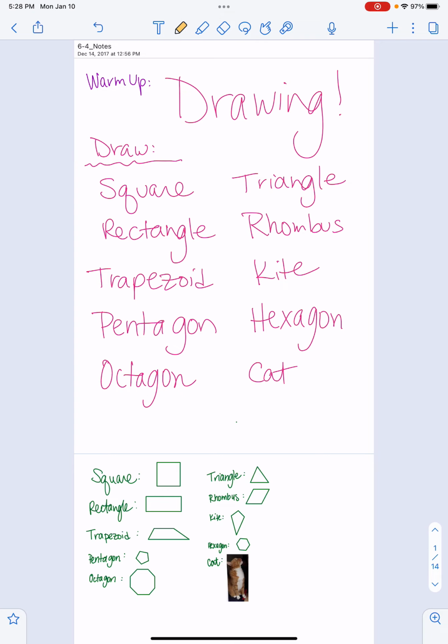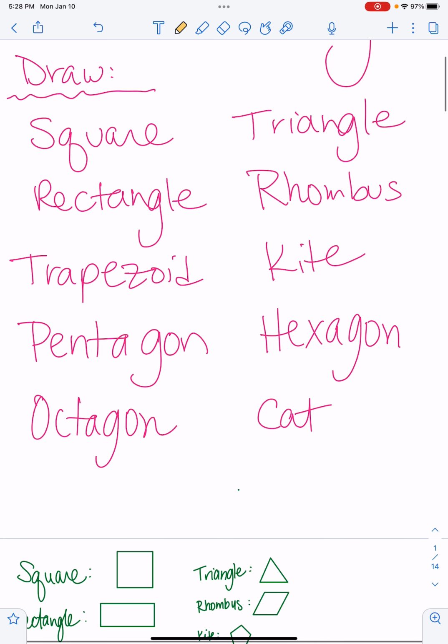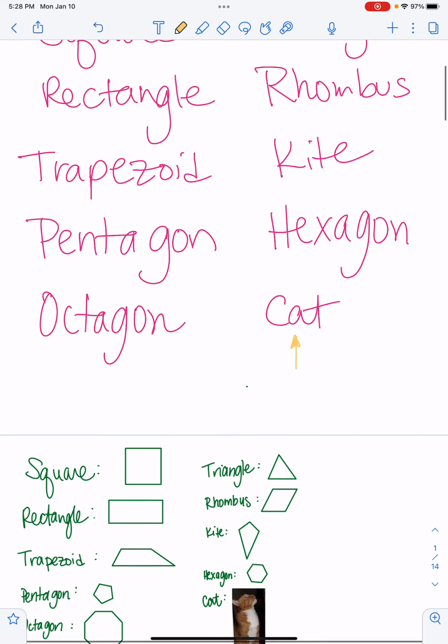So for the warm up, I was gonna have you draw all these different shapes. Hopefully, you know some of them. Some of them might be harder to remember. But if you remember, we talked about triangle, quadrilateral, pentagon, hexagon, heptagon, all of those. I put cat on there just because I found a cute picture of a cat.